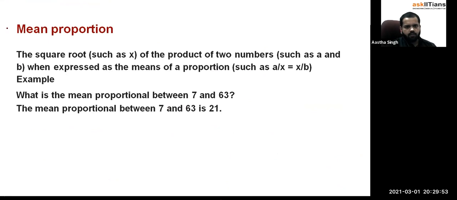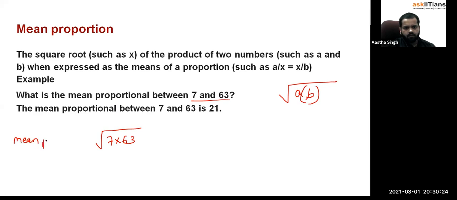So second is the mean proportion. It is the square root of the product of two numbers, such as a and b. Mean proportion is basically the square root of two quantities, suppose a and b, multiplied. So the question is: what is the mean proportion between 7 and 63? Mean proportion is 7 multiplied by 63, under root.